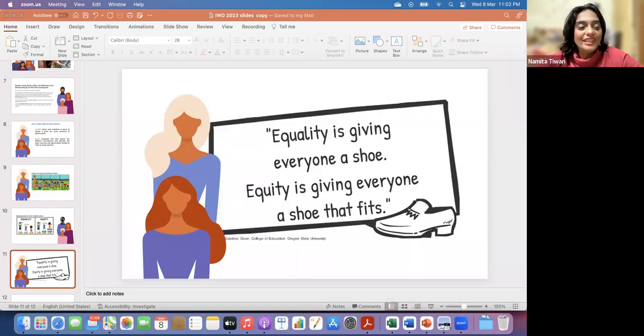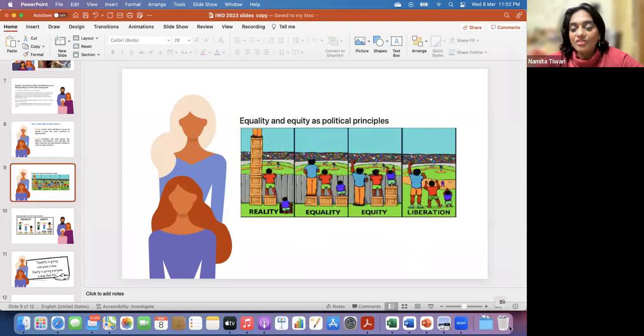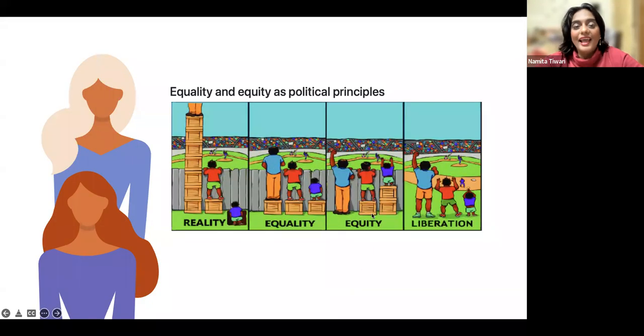And I want to show some more interesting slides on women IWT. I think these are very interesting pieces that we picked up. And Neha has helped me with the slides also. So these are some interesting images. I think equality and equity as political principles is being explained here, as to what is the reality, what is equality, what is equity, and how it can bring liberation. This is an interesting slide.